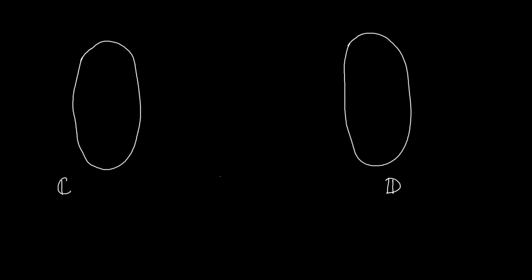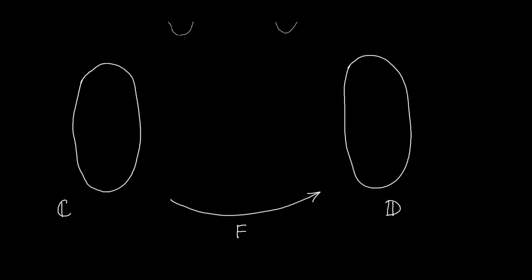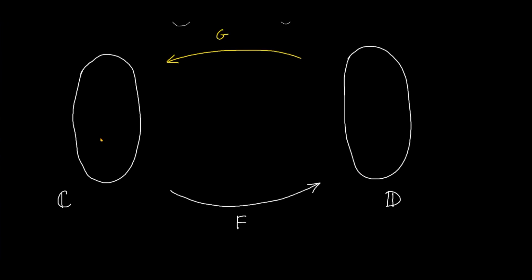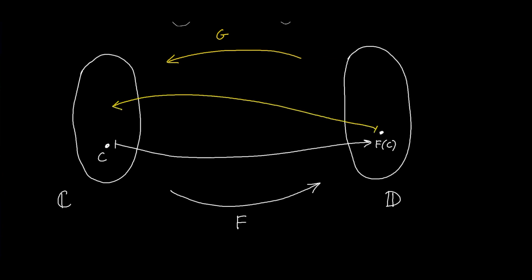And we have a functor running in both directions, so a functor F, and we have a functor going backwards, a functor G. And when I start with some object, maybe I'll call that object C, I apply the functor. It gives me the object F of C. And then I apply the functor backwards. It gives me the object G of F of C.